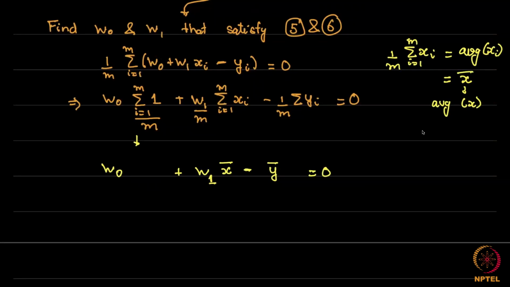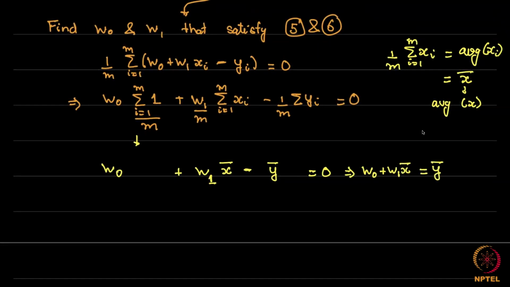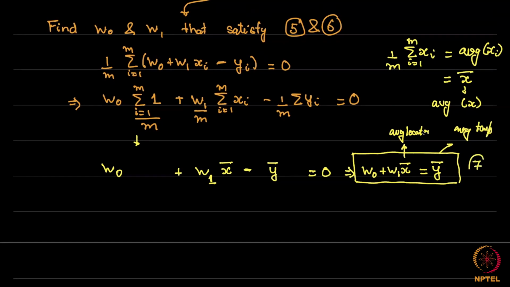Okay, so now you have an equation. I'm going to write this compactly. W0 plus W1 x bar equal to y bar. Okay, so notice this. This is one equation. Notice how nice it looks also, because it tells you at the average location, I should accurately predict the average output, or in this case, the average temperature. So this equation actually has a physical meaning. Let's call this equation 7.